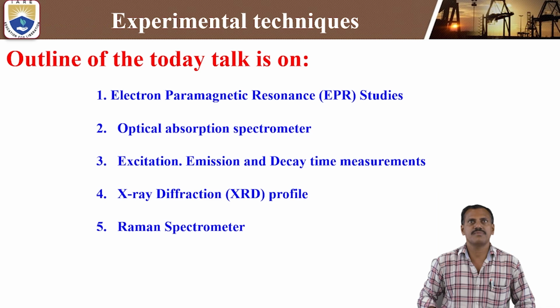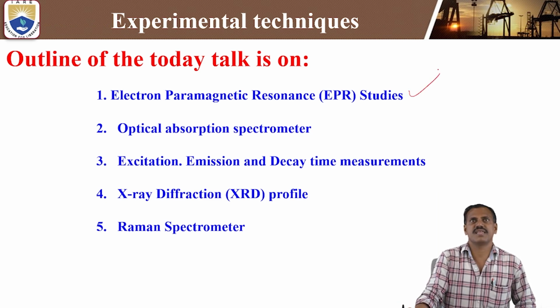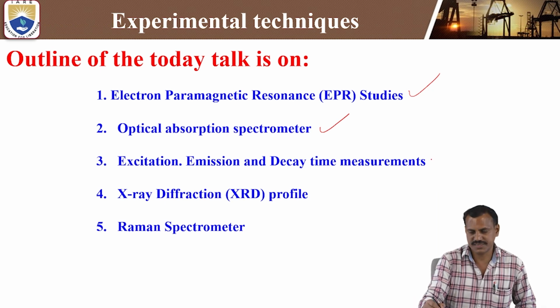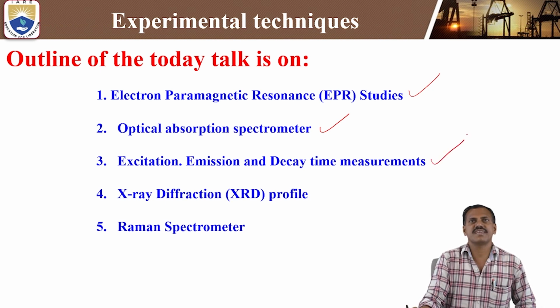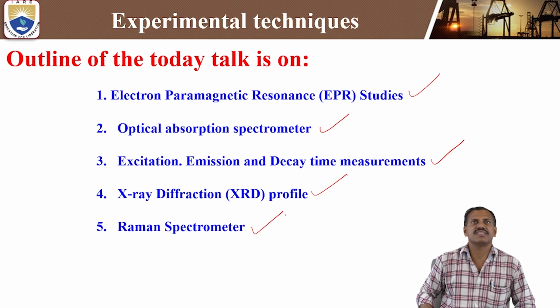The outline of the topic is: first, electron paramagnetic resonance studies, that is EPR studies. Second is the optical absorption spectrometer. Third is excitation, emission and decay time measurements. Fourth is X-ray diffraction, XRD profile measurements. Last is the Raman spectrometer. These are the experimental techniques we are going to study for the glass systems.